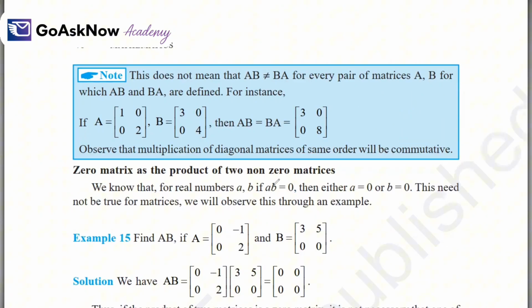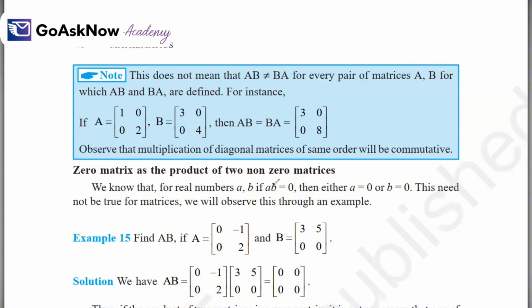Zero matrix can be the product of two non-zero matrices. We know that for real numbers, if AB is equal to 0, then either A is equal to 0 or B is equal to 0. This is the basic property of multiplication of two numbers. This need not be true for matrices. We will observe this through an example.